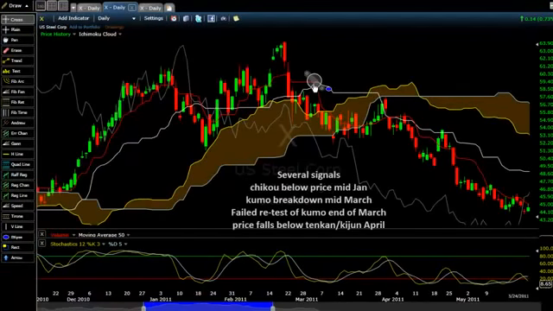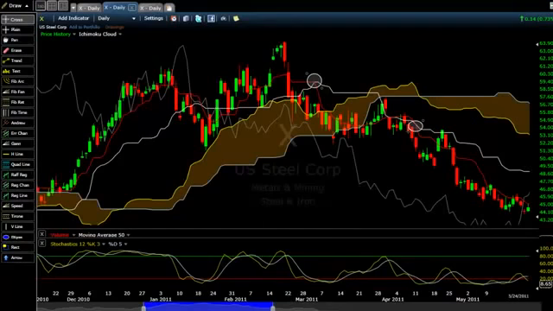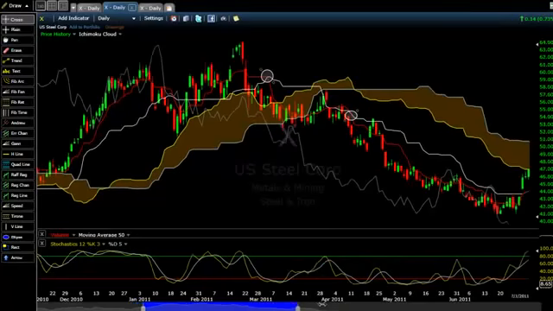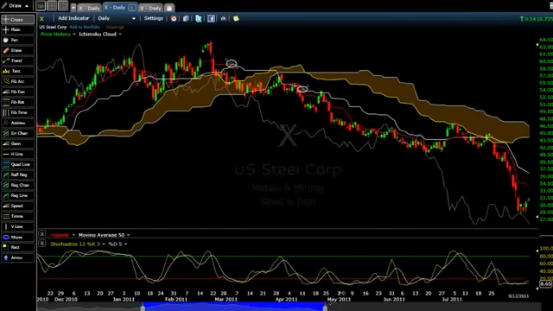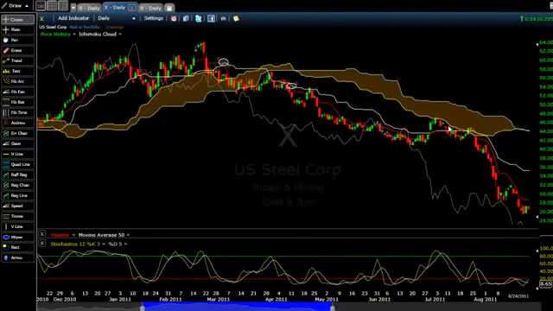It wasn't a strong sell signal because it's above Kumo, but we had another TK cross here. We also had a Kumo breakdown where we came up, we tested Kumo again, and then we immediately failed. Okay. Now, if we zoom out on this chart, we can see that every time price came up to Kumo, we got rejected.